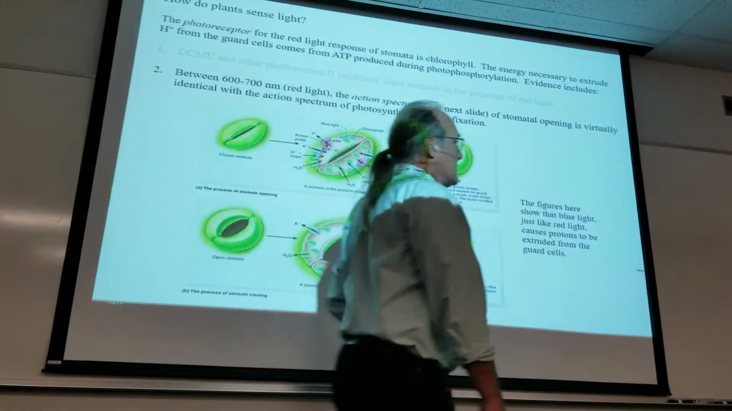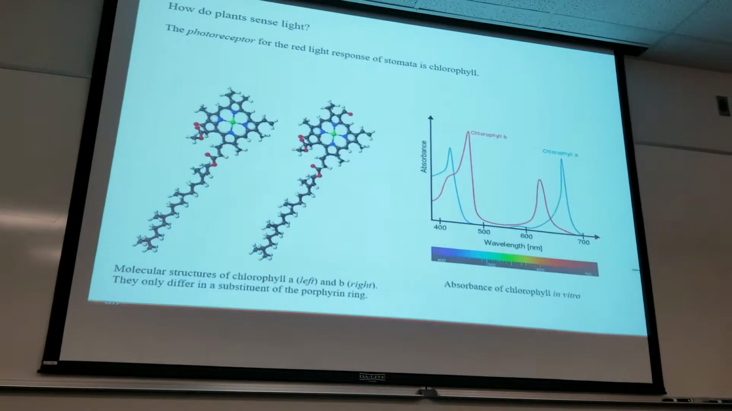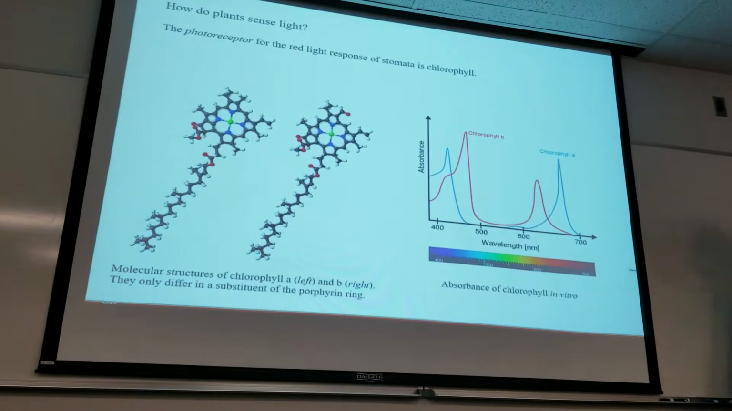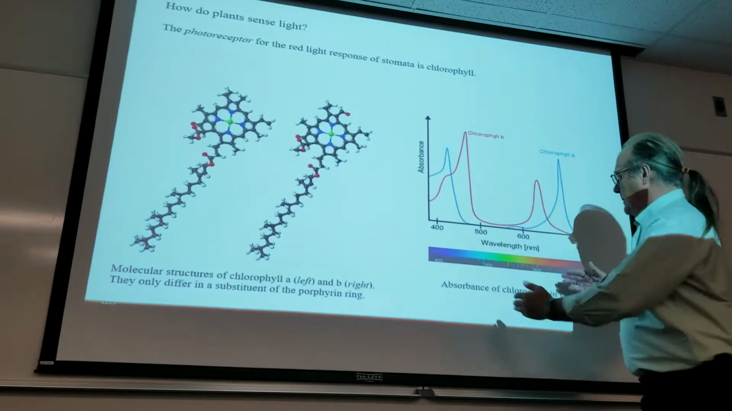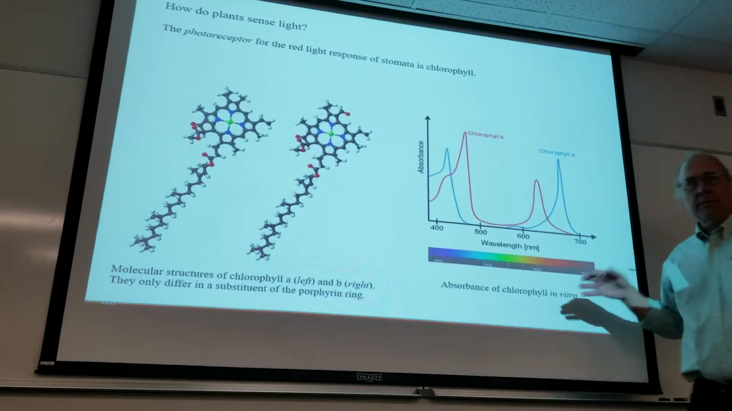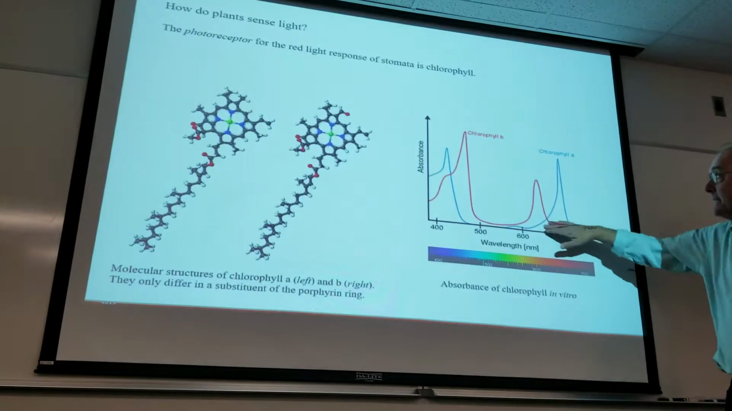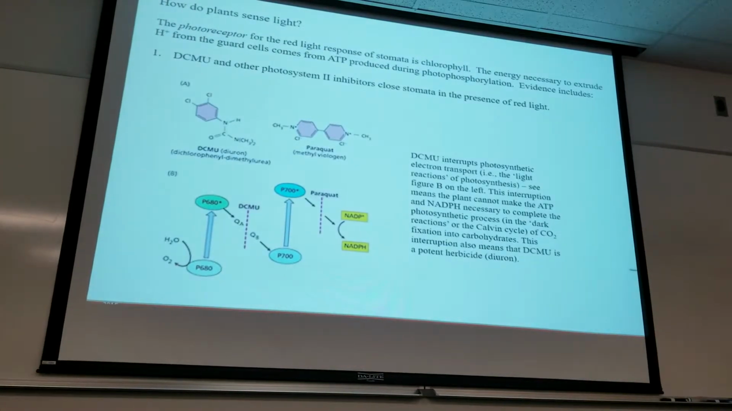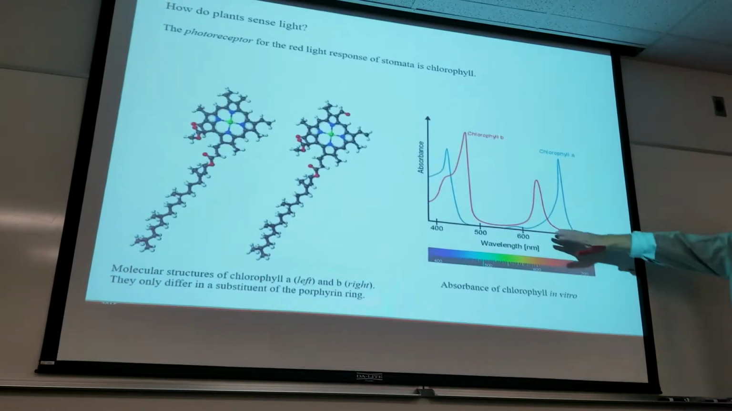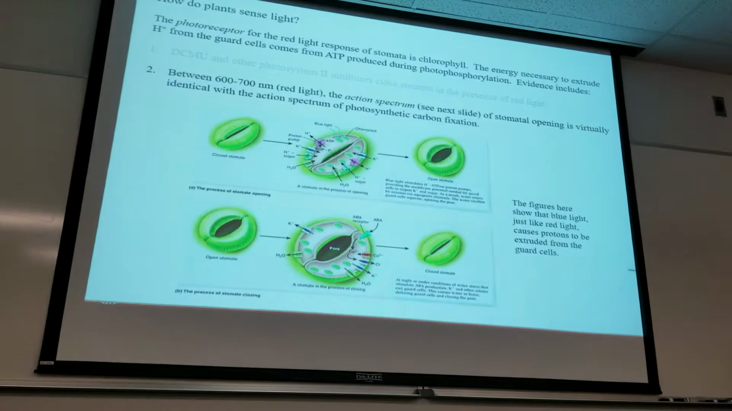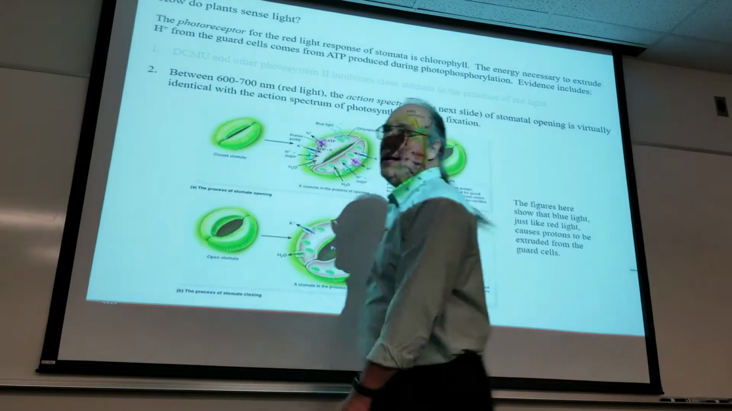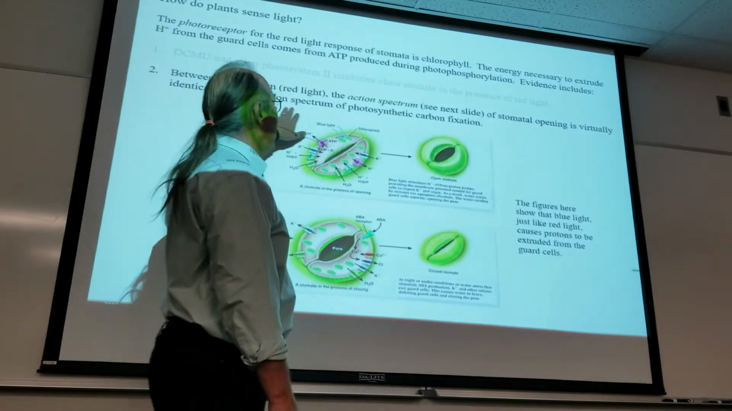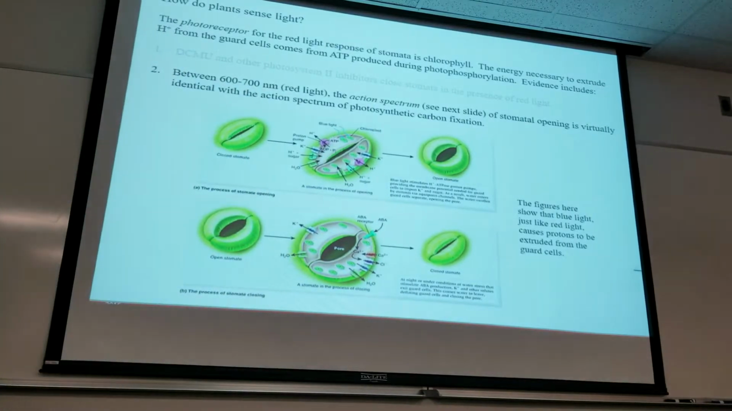Between 600 and 700 nanometers, in this red part of the spectrum over here, the photosynthetically active light is also the light that your eye is sensitive to. So we can see this as red, and we can see this light down here as blue. But in this red part of the spectrum, if you make an action spectrum of stomatal opening, and I'll get into that next slide, it's virtually identical with the action spectrum of photosynthetic carbon fixation.